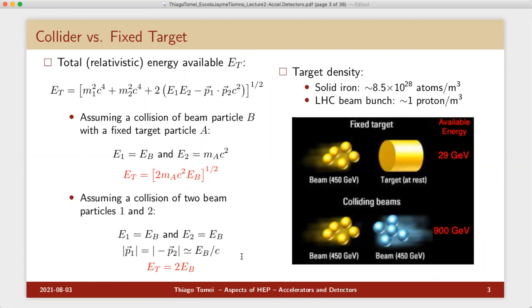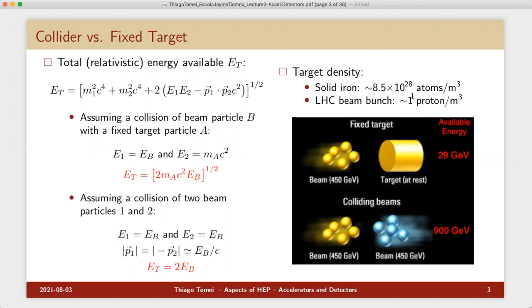What's the catch? First, it's obviously much harder to aim two particle beams at each other than aiming a single beam at a macroscopic object. So it's a technically more challenging experiment. And second, there is the fact that obviously a macroscopic object is much more dense than a beam bunch in a collider experiment.